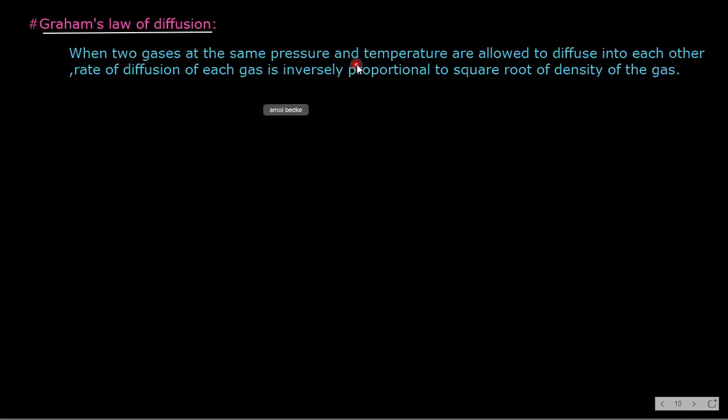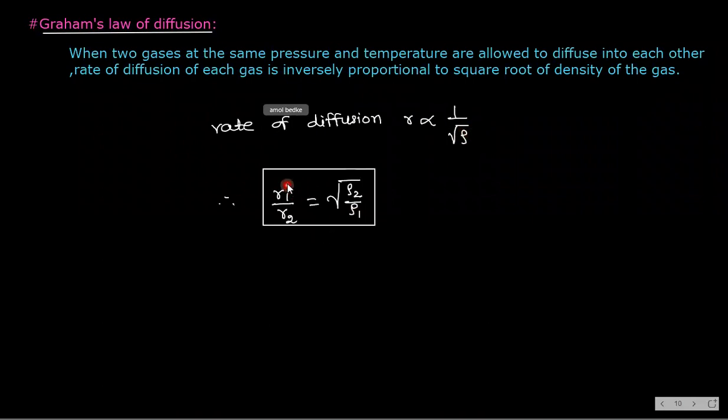Next one, that is Graham's law of diffusion. What is Graham's law of diffusion? When two gases at the same pressure and temperature are allowed to diffuse into each other, the rate of diffusion of each gas is inversely proportional to the square root of density of the gas. Means what? Rate of diffusion is inversely proportional to square root of density. You can see here, if I am denoting rate of diffusion with R, R is inversely proportional to under root rho. And that's why R1 by R2 is equal to under root rho 2 by rho 1. This is what Graham's law of diffusion.